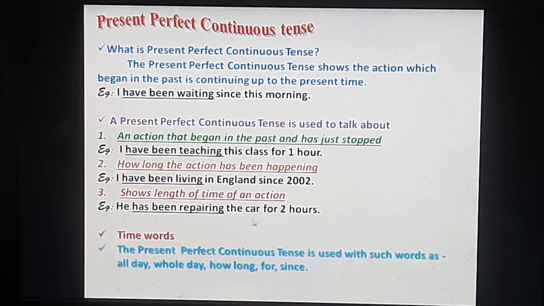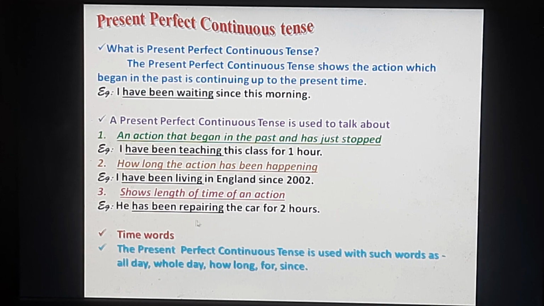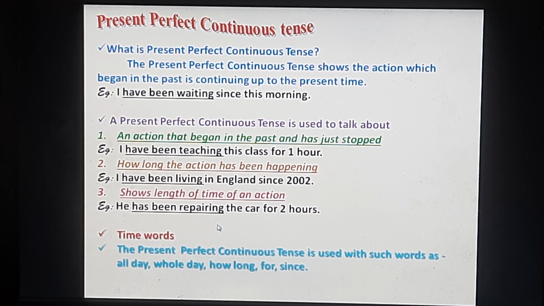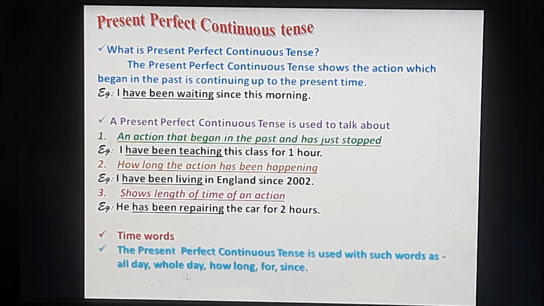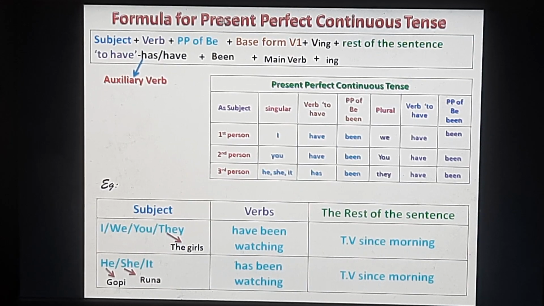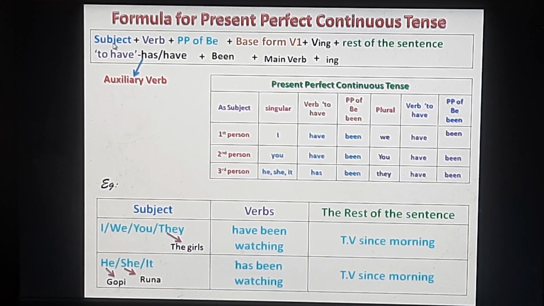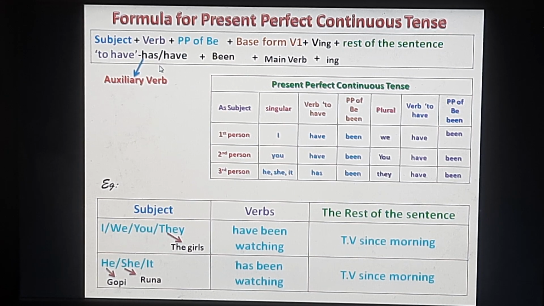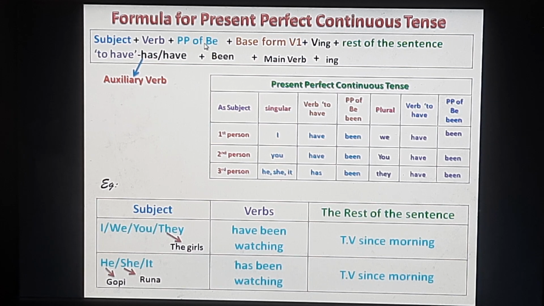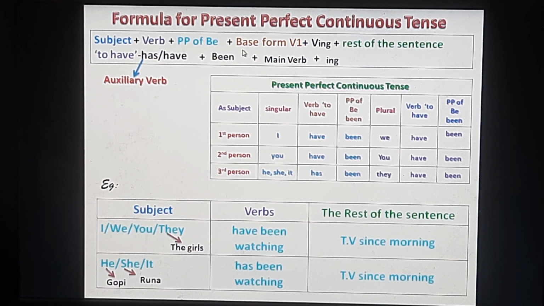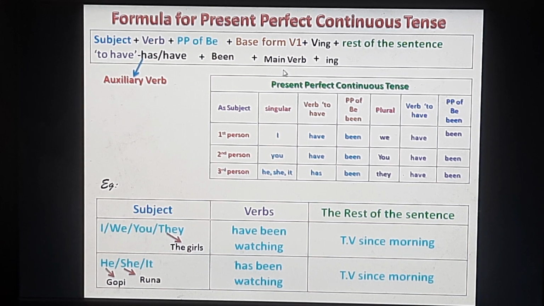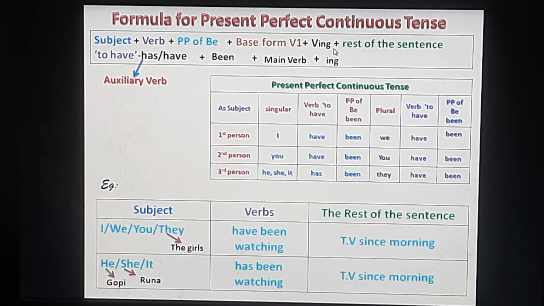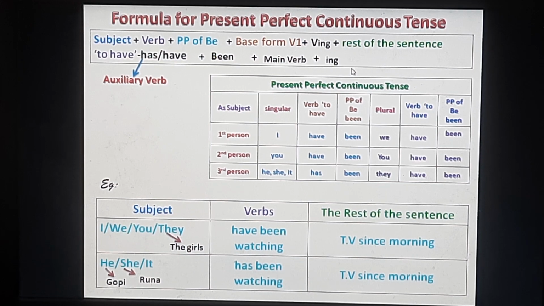He has been repairing the car for 2 hours. Has been repairing is your present perfect continuous tense. Now the time words are all day, whole day, how long, for, and since. Now let's see the formula for present perfect continuous tense. The subject plus the to have verb. It can be has or have, plus the past participle of be verb, that is been, plus base form V1, which is called the main verb, plus ing for your continuous tense, plus the rest of the sentence.